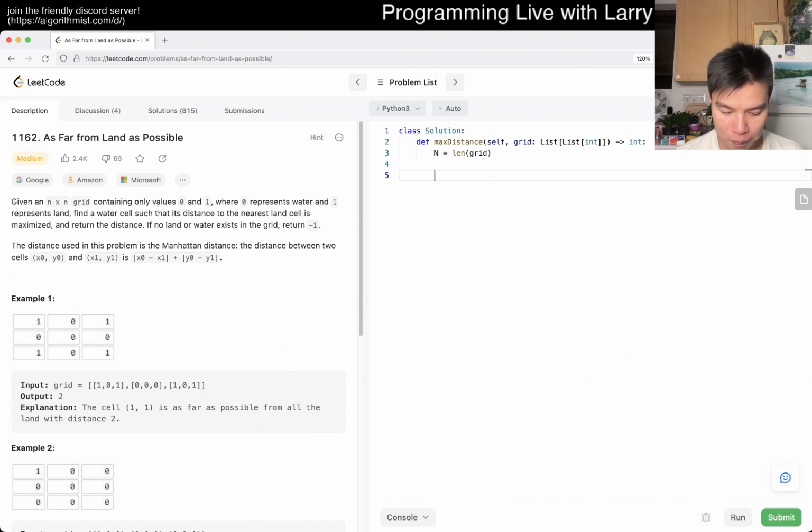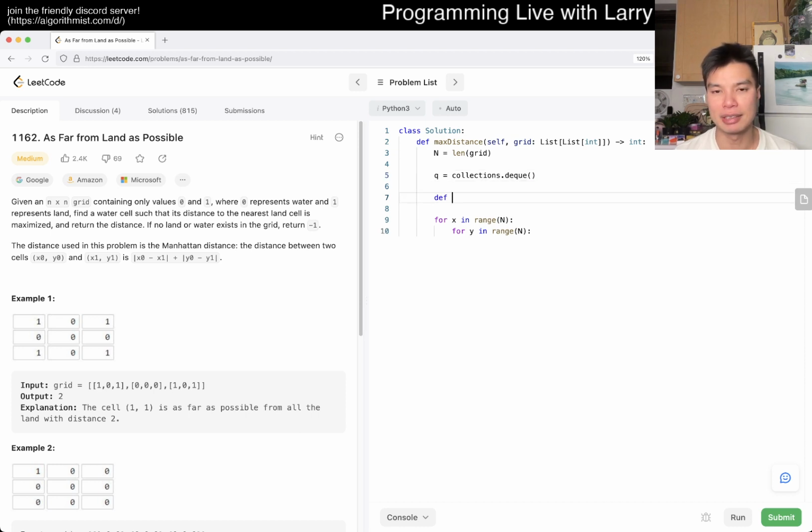Okay, so yeah, we just do breadth first search. So for x in range of n, for y in range of n, let's also say we have a deque, right? We have an enqueue of x, y, and d for distance, right?